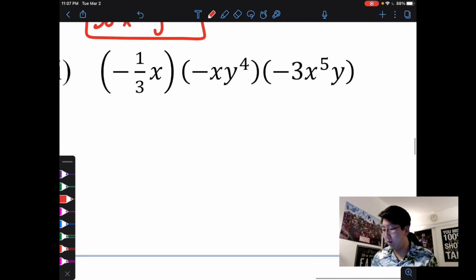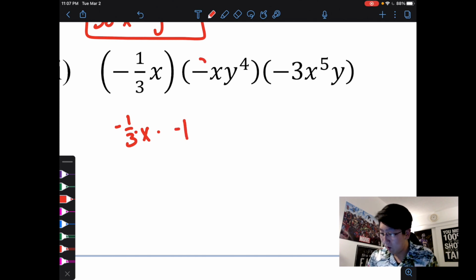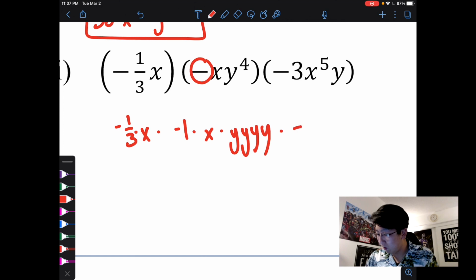All right, last one. Whew, there's a fraction. Don't worry about it. Just expand it. So -1/3 times x times, and you can put times in between if that will help you, times -1, right here, there's a negative, and so you can say -1 times x times 1, 2, 3, 4 times -3 times 1, 2, 3, 4, 5 times y.